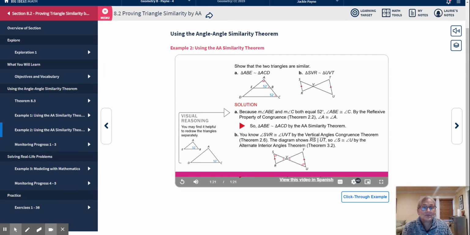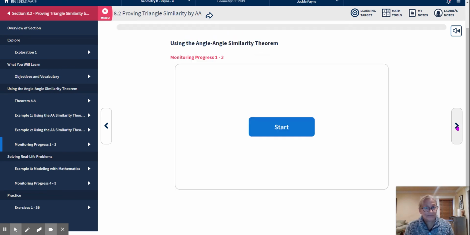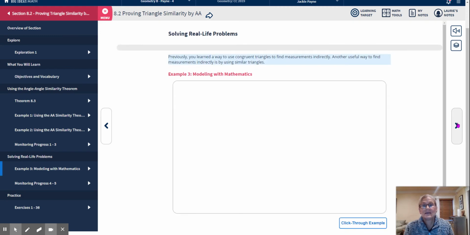So you can do two different types of examples there. Hopefully you'll be able to use the theorem easily. Now we're going to go on. These are problems in class.